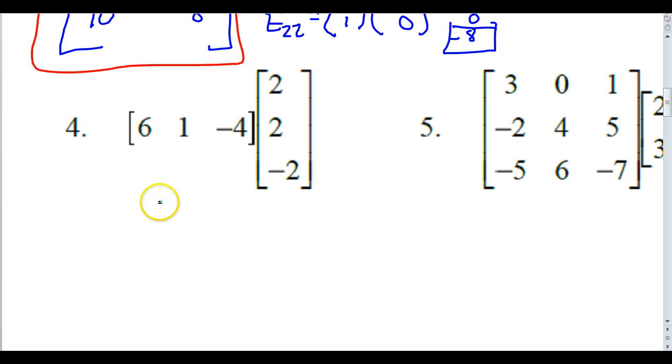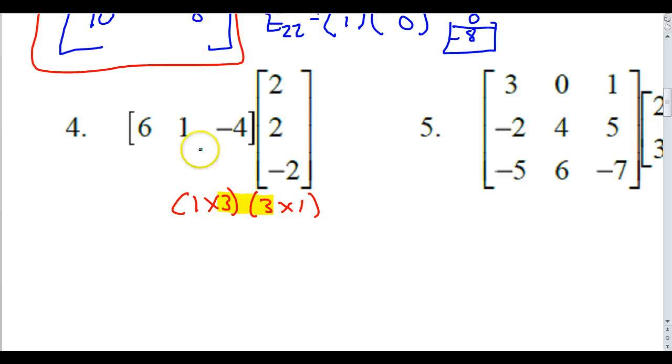This first matrix is a 1 by 3 matrix, because it has 1 row and 3 columns. The second matrix is a 3 by 1 matrix. It has 3 rows, 1 column. So first of all, this is possible because those inner dimensions are the same, 3 and 3.